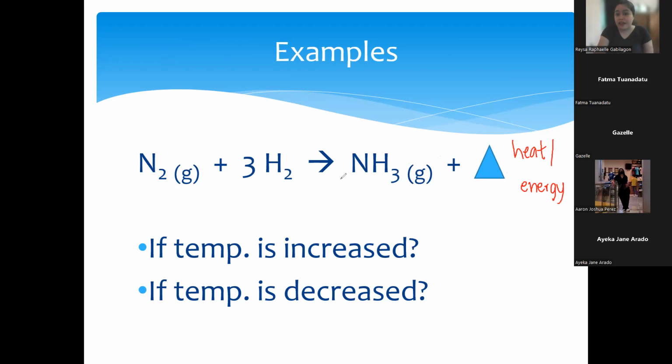Pag nakakita kayo ng chemical equation na biglang may triangle o kaya kung hindi triangle ang nakalagay is letter E, that means energy or heat. So ito yung mga chemical reactions class na tinatawag nating either exothermic or endothermic. Anong ibig sabihin yan? Si exothermic, this one involves the release of heat or energy.